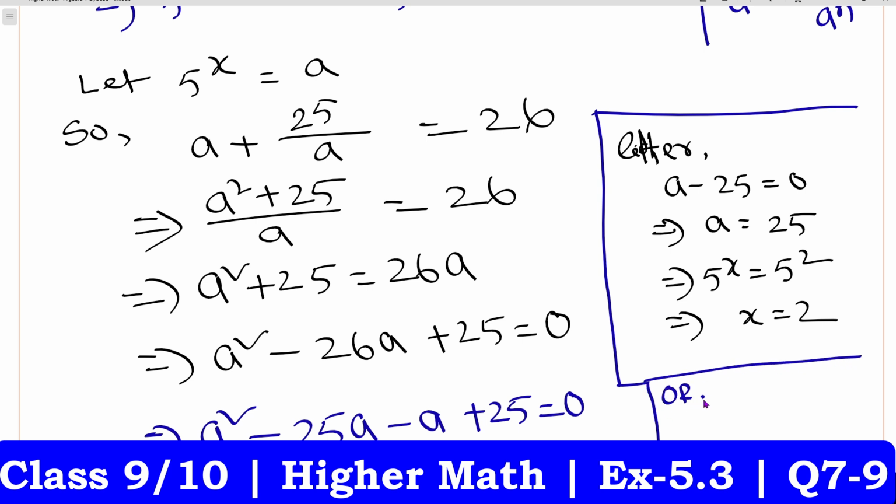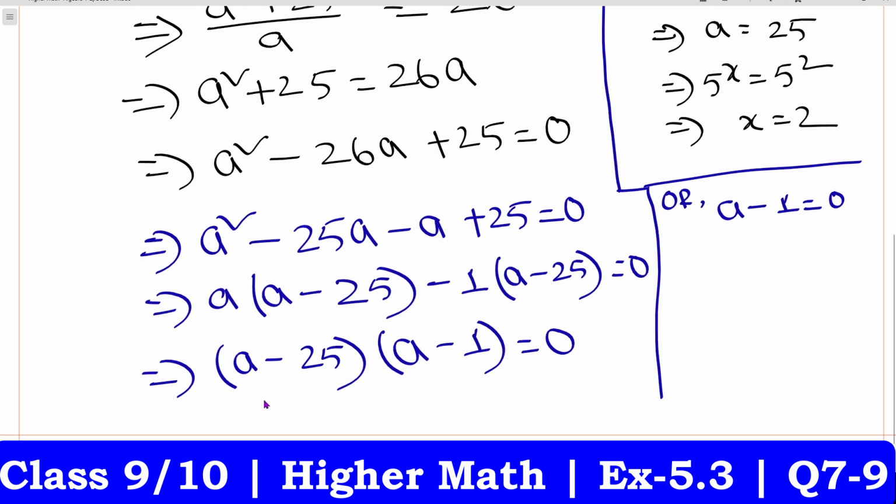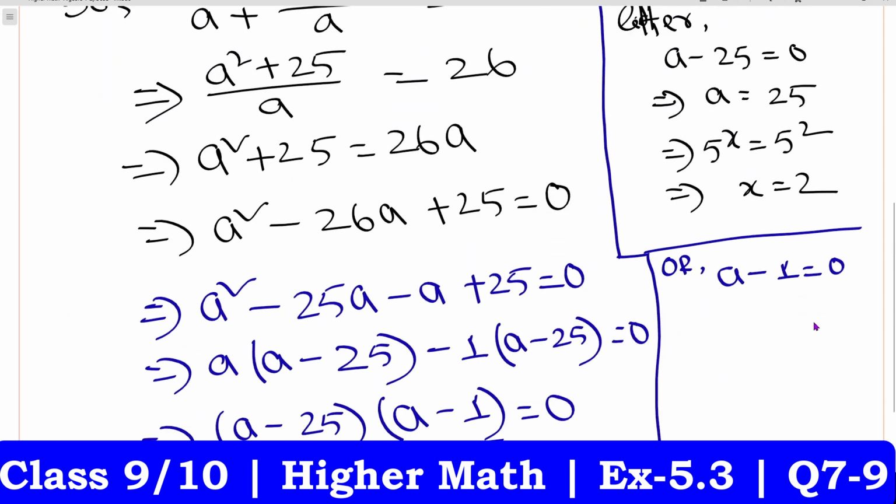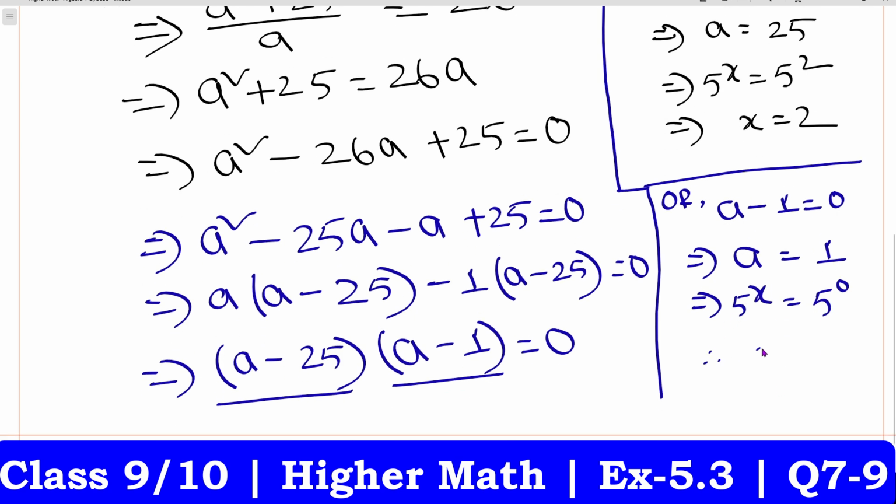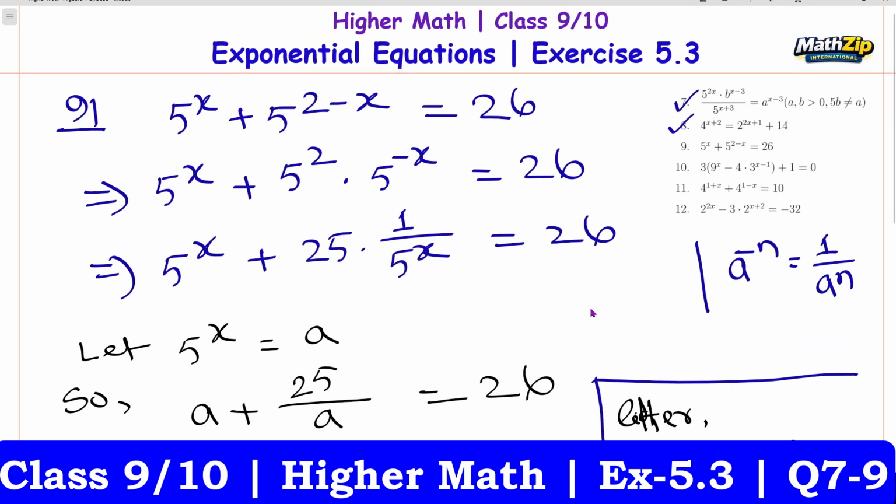Second part, or a minus 1 equals 0. Look, here is a minus 25, and another one is a minus 1, right? So we can write a equals 1, then 5 to the power x equals 1. Against 1 we can write 5 to the power 0. So it will be x equals 0. So we have the answer: x equals either 0 or 2. Okay, very simple. So question 9 is done.